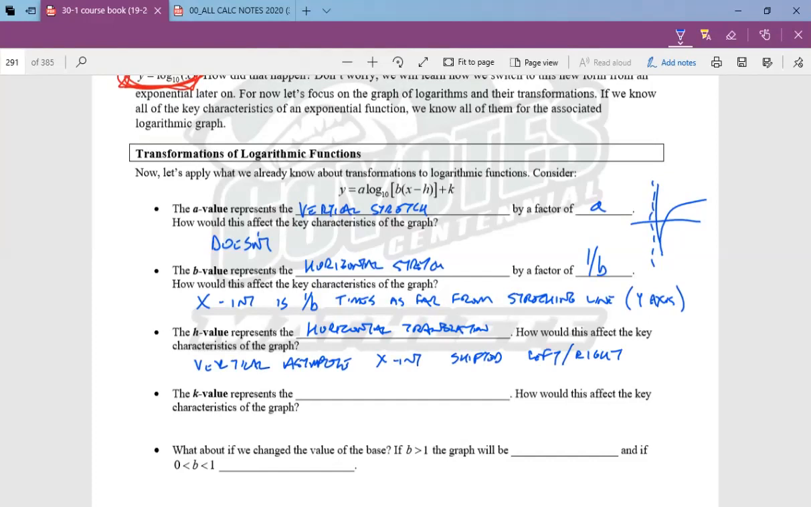And a k value is a vertical translation. If we translate this vertically, it doesn't affect your vertical asymptote, of course, but it will affect your x-intercept. Our x-intercept is shifted.